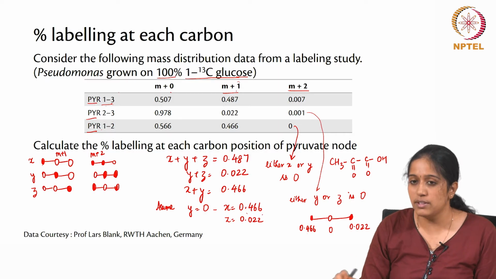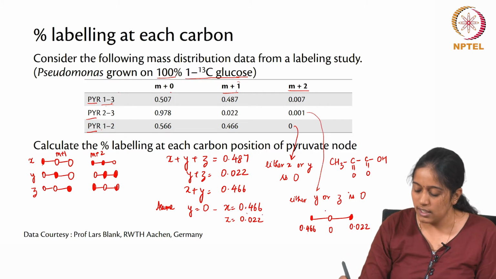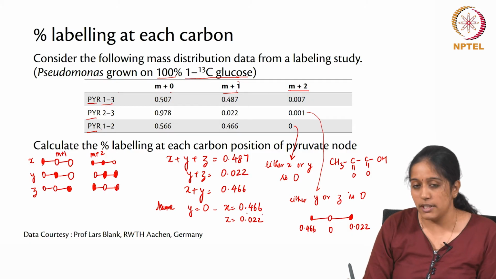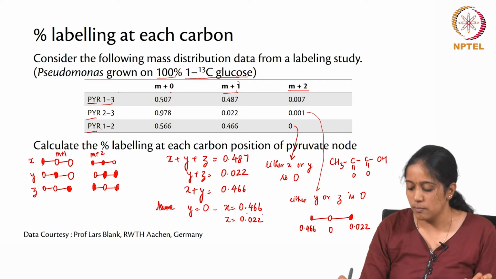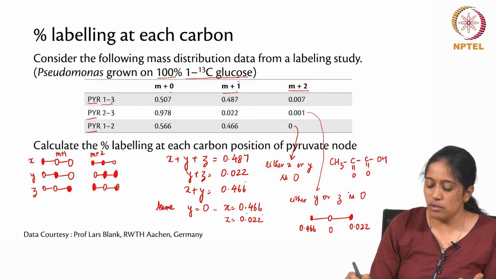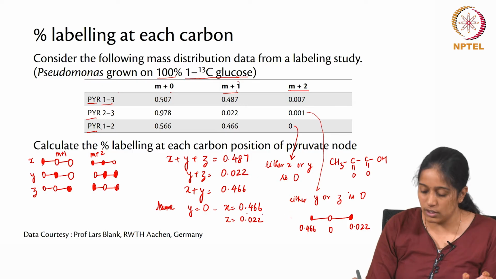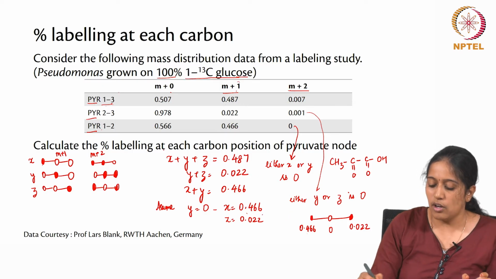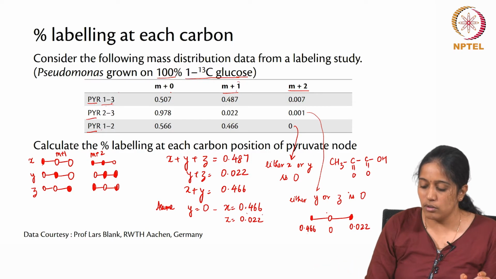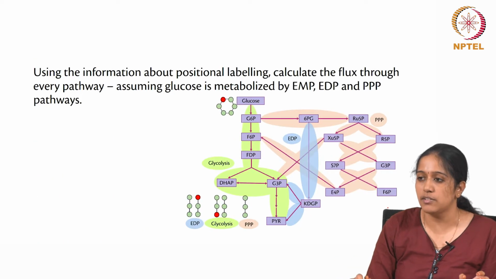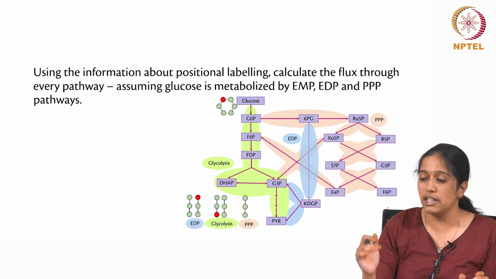So, with this distribution, I can say that the first position is labeled with a probability of 0.466, the third position is labeled with a probability of 0.022, and the second position has no label at all. This could be one of the solutions of pyruvate being labeled at these positions. Now, I want to see how this positional information can be used to calculate the flux.